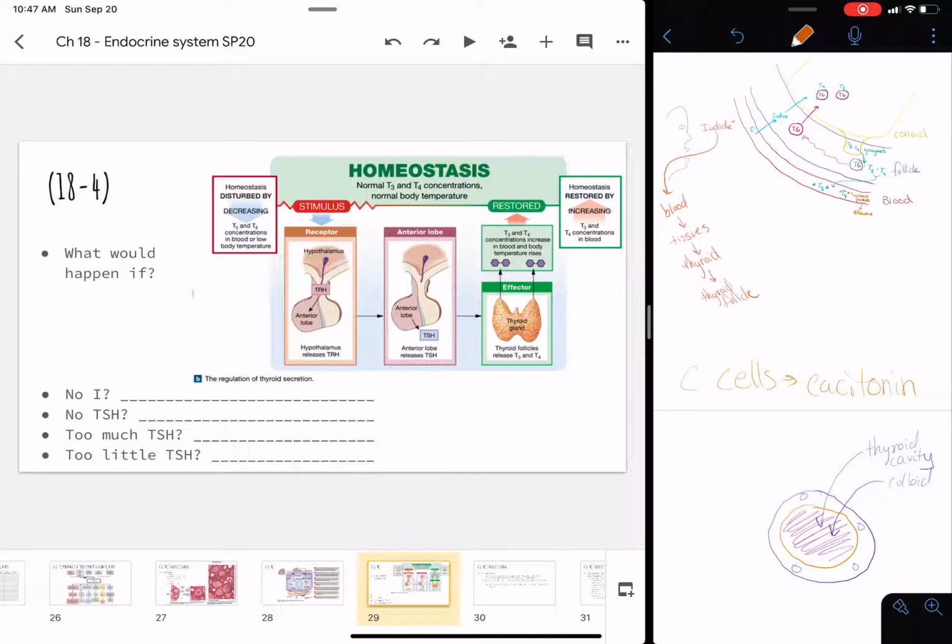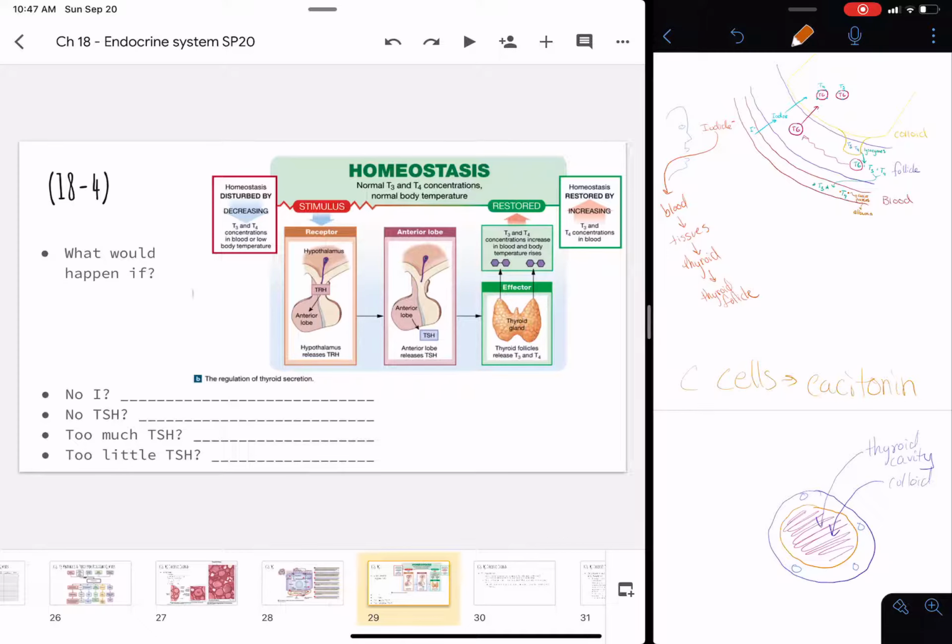If we have too much TSH, that's saying that the anterior lobe is making too much TSH, which means the thyroid gland is probably making too much T3, T4. And that's going to tell the hypothalamus, hey, we can just kind of chill out. We don't need to do that anymore. So it'll decrease the amount of TRH it's releasing. But maybe that's not sufficient enough.